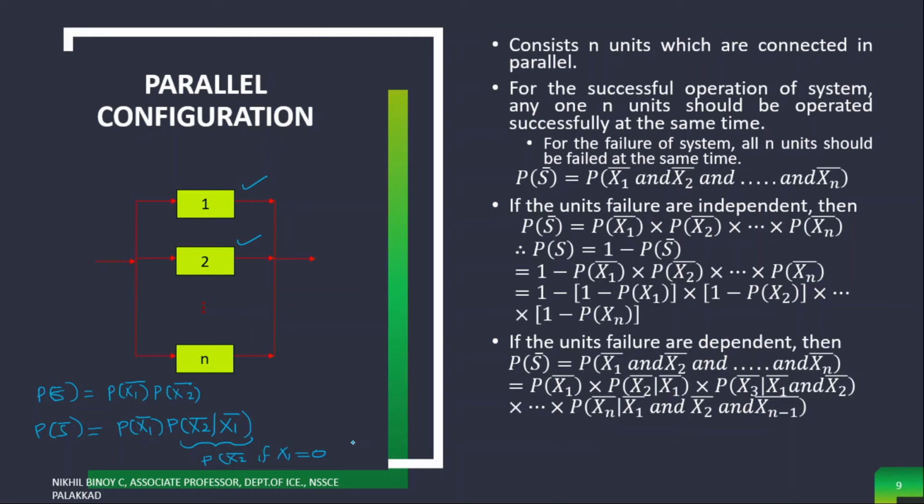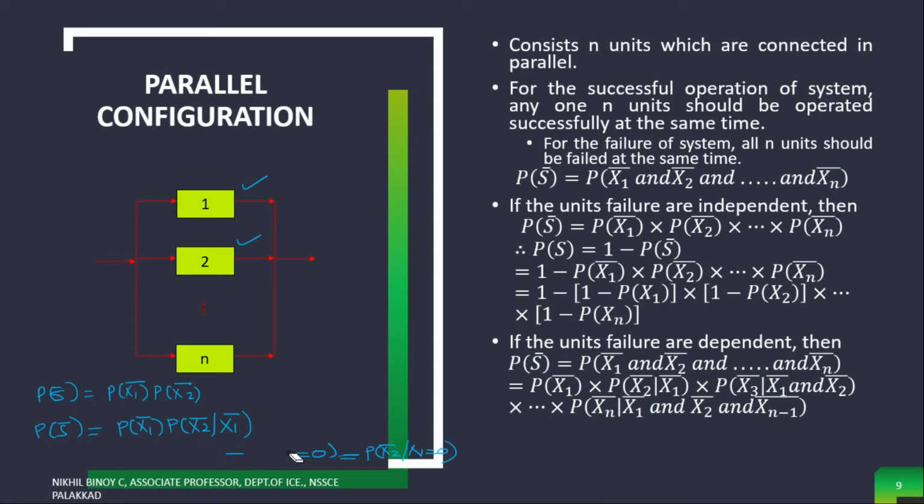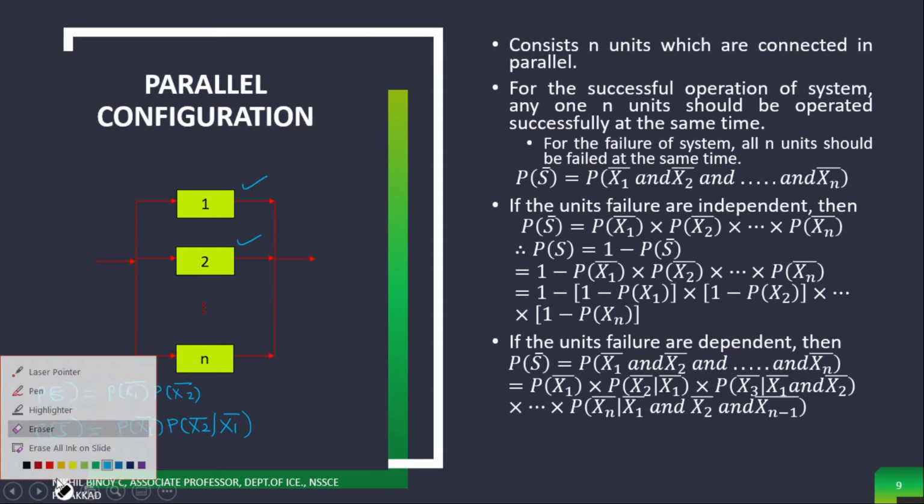So we can write it in a different way. This is also equal to P of x2 bar if x1 equal to 0. So that is meant by conditional probability. Okay. So P of x2 bar slash x1 bar means probability of failure of second event if first event is failed. So this one is about two components.